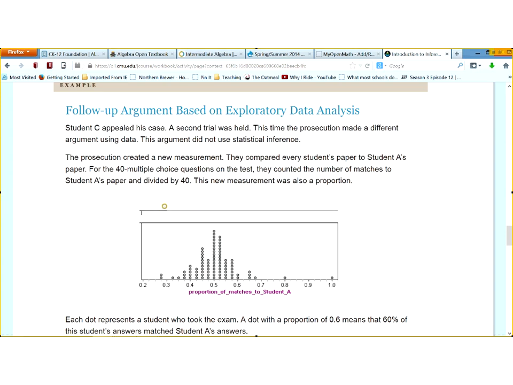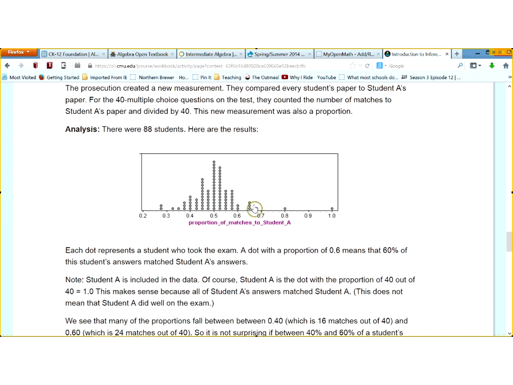So here's the graph, and you can see it's a bell curve. It's a nice bell curve, and there's one outlier right over here. And that outlier is our student C. Now this is much more convincing evidence that either student C copied from A or A copied from C, but their answers were not independent of each other, because we expect to see matches like this in this bell curve, and this is clearly an outlier. So now we have better evidence.